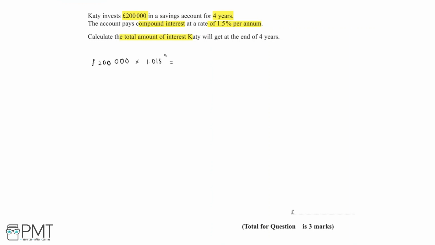Now if this money was in the account for 10 years, we'd have 1.015 to the power of 10. Or if the money was in for 3 years, we'd have 1.015 to the power of 3. But in this case, we have 200,000 multiplied by 1.015 to the power of 4. Now this will leave us with an answer of £212,272 and approximately 71 pence.